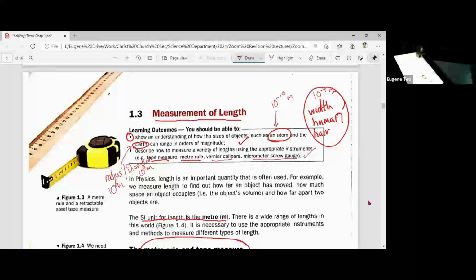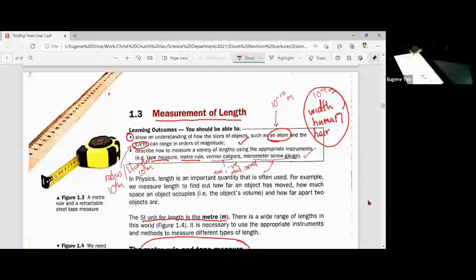I expect you to know them. Next, we learned how to describe the measurement of a variety of lengths using appropriate instruments: the tape measure and the meter rule, which I think you are quite familiar with. For the vernier caliper, we went through positive zero error and negative zero error, and we learned how to read and correct it. Same for the micrometer screw gauge. We learned about positive and negative zero error, how to read the reading, and how to correct it. So this is what we have done in terms of the measurement of length.